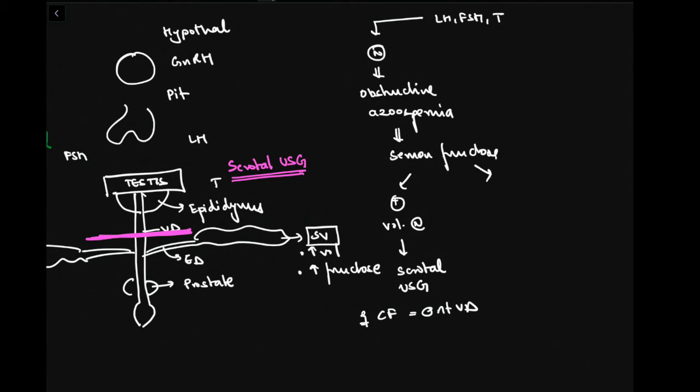If fructose is not seen in the semen, this means that the level is below the seminal vesicles, that is at the level of the ejaculatory duct. So here the volume would be decreased, there would be decreased sperm, and fructose will not be present. For all these cases, when fructose is absent, that is at the level of the ejaculatory duct, we do a transrectal ultrasound.